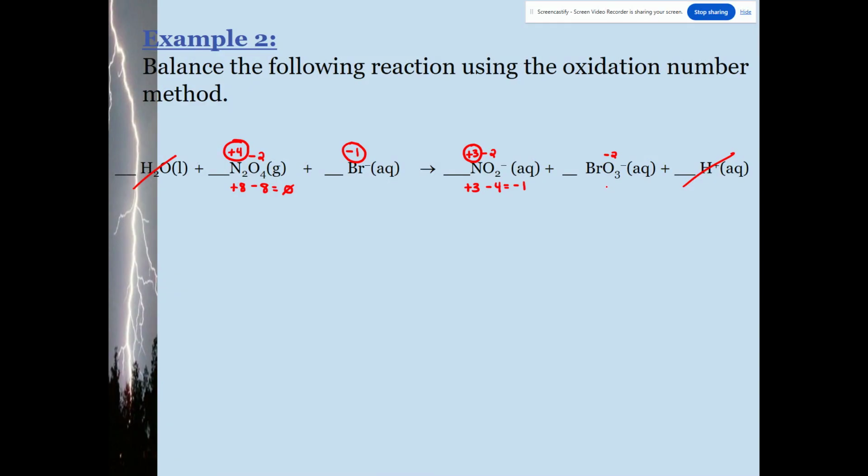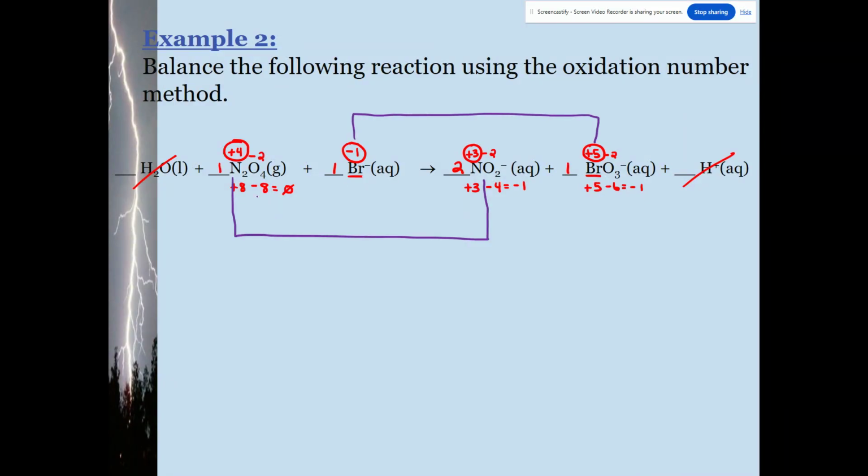And over here I have -6 for my oxygens. This adds up to -1, so I have a +5. Okay? My bromines, I have 1 bromine and 1 bromine, so those look good. But my nitrogens, I have 2 nitrogens and only 1 nitrogen. So I need to put a 2 in front of that compound to get 2 nitrogens on each side. And then I can put a 1 there. Okay? Those again are the temporary balancing coefficients. They're going to change once we figure out how to balance the electron transfers.